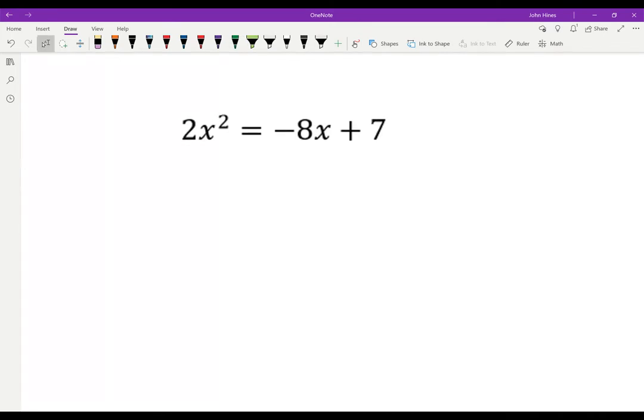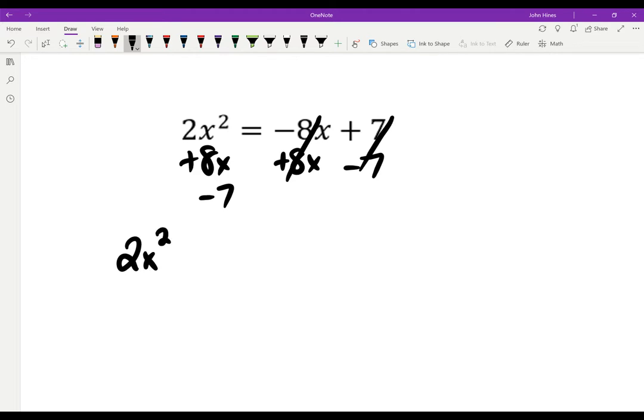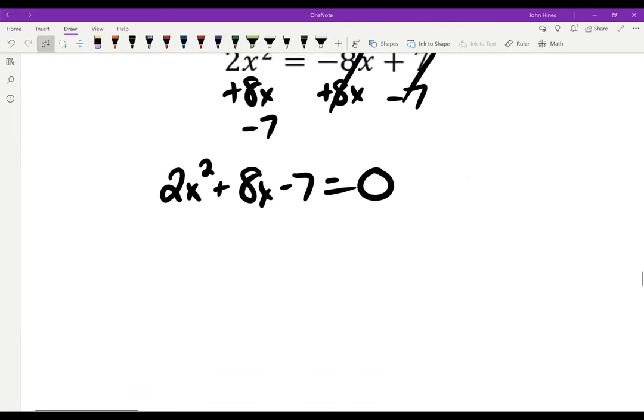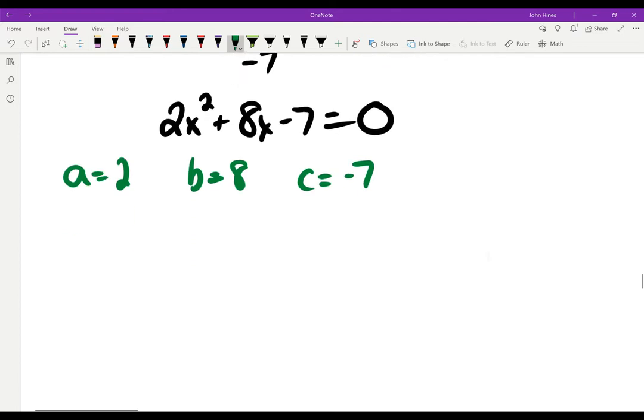All right, this is not equal to 0, so let's make it equal to 0. I'm going to add 8x and subtract 7. So 2x squared plus 8x minus 7 equals 0. It has to be equal to 0. Give me an A. 2. Give me a B. 8. Give me a C. -7. Thanks, guys. Thanks for the help. I know you were definitely saying those with me.